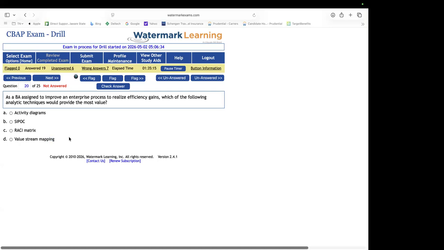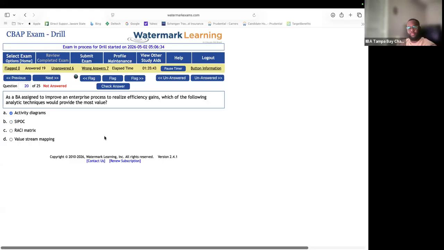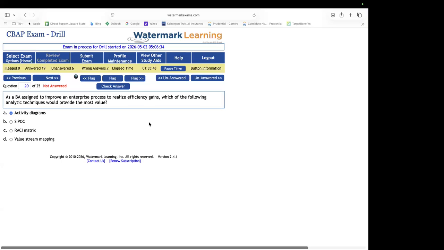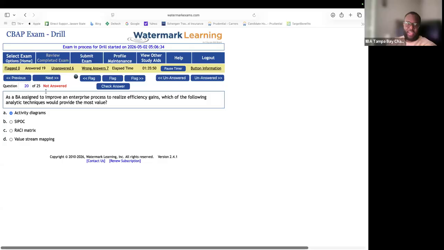Yes, value stream mapping and the CIPOC are high level diagrams to see how the enterprise operates. So on this one, we want to improve a specific process. So I'll probably go with activity diagrams. Okay. Any other vote? Okay, let's test A.